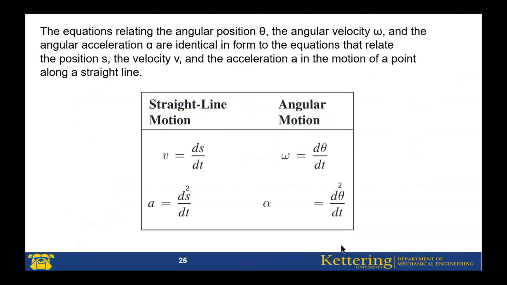Now, this slide, like the previous one, confirms the similarity of a straight line motion, or linear motion, with angular motion. Instead of velocity, we have angular velocity, d theta. Here we have acceleration; now we have alpha. This one is the second derivative, and this one is also a second derivative. This is the similarity of the straight line motion with the angular motion. Any questions?